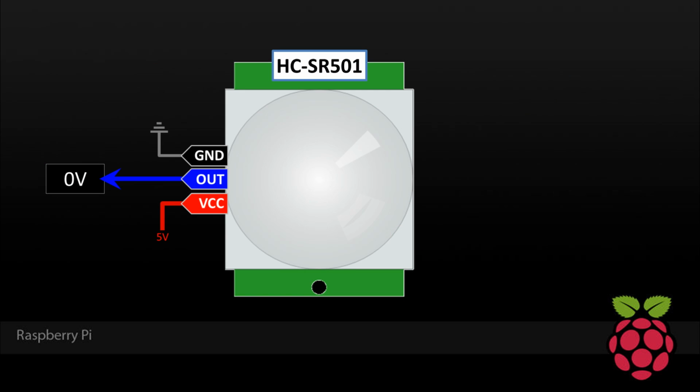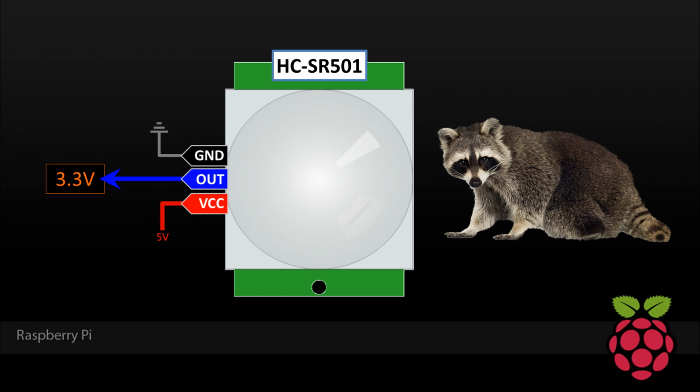The output on the HC-SR501 acts similarly to an on-off switch. When there's no motion, the output is 0 volts. Then when motion is detected, the output rises to 3.3 volts for a couple seconds, depending on the setting of the timing pot. When the output is connected to a GPIO pin, the pin will read low or false when there's no motion, and high or true when there is motion.